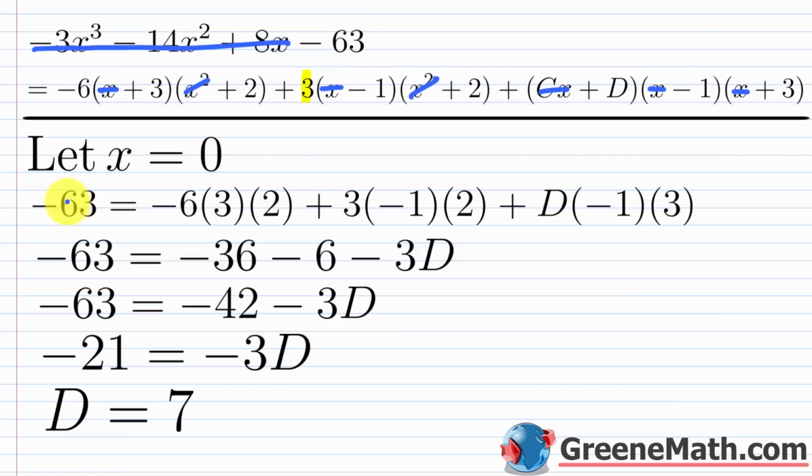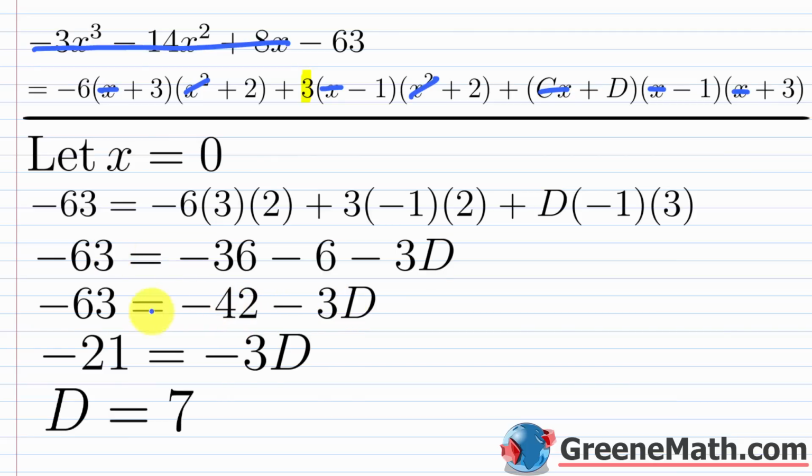So on the left side, you have negative 63. On the right side, you're going to have negative 6 times 3 times 2, and then plus 3 times negative 1 times 2, and then plus your d times negative 1 times 3. Again, these are things that you could just key into the calculator. The left side is really just going to stay as negative 63. On the right side, you have negative 42 minus 3d.